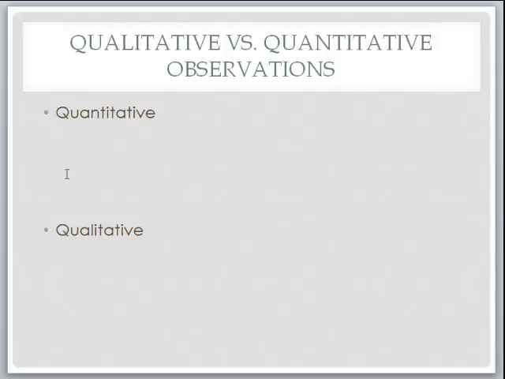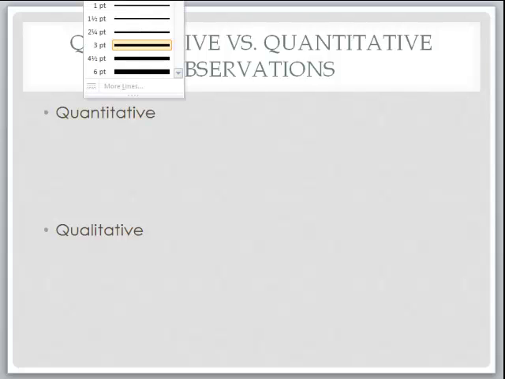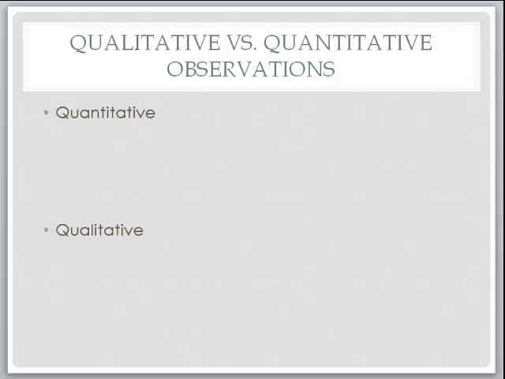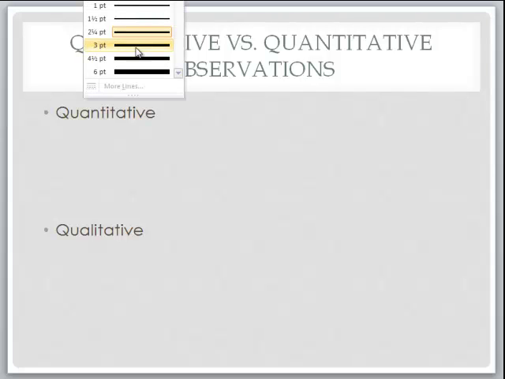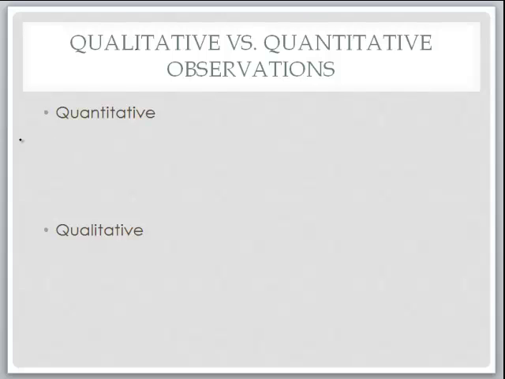Okay, let's talk about these two terms. As we're doing experiments, we want to talk about observations. And our observations are either going to be quantitative or qualitative. Pretty simple terms. Quantity means what? It means you contain numbers. So any measurement that is going to involve a number is going to be a quantitative measurement.